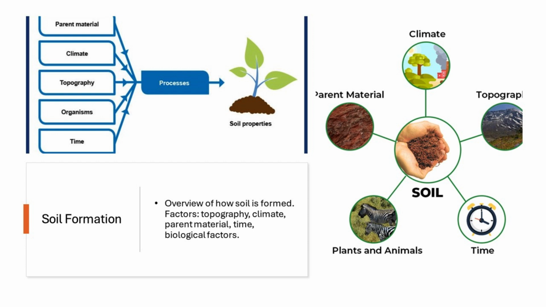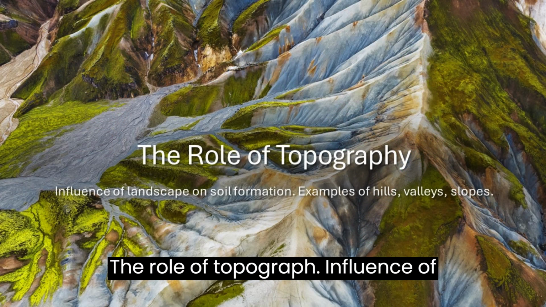Topography's role. The landscape, including hills, valleys, and slopes, plays a crucial role in determining how water flows and accumulates, influencing soil development. Understanding topography is key to comprehending local soil variations. Climate's influence. Temperature, precipitation, and weather patterns impact soil formation. Different climates contribute to the creation of various soil types, showcasing the intricate relationship between climate and the soil beneath our feet.